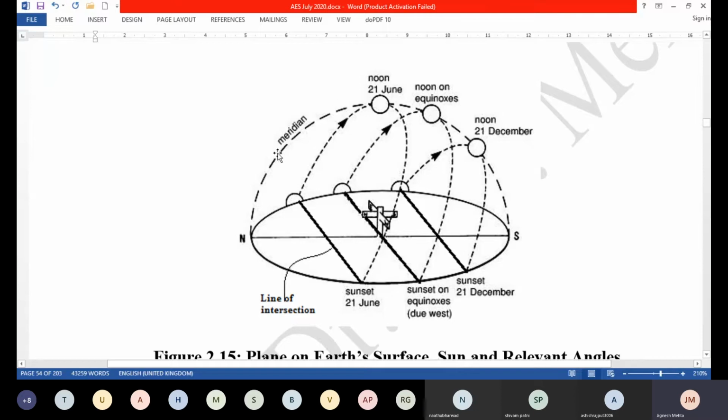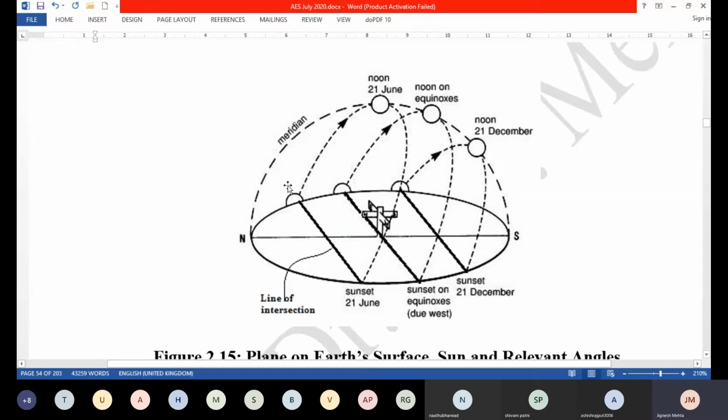If you are talking about the summer solstice, around 21st or 22nd June, you can see the path taken by the arrow on this dashed line. So this is the path of the sun in the sky. Then if you are talking about the equinox days, this is the path which is traveled by the sun. And if you are talking about some winter day, let's say the winter solstice around 21-22 December, then this is the path taken by the sun.